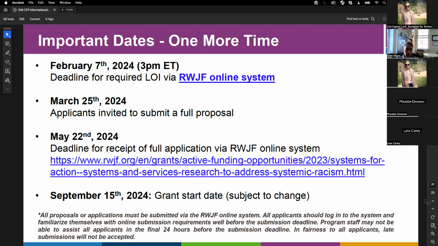So just briefly to recap some important dates to remember: February 7th is the deadline to submit your 3-page letter of intent by 3 p.m. Eastern Time. You want to submit that LOI through the RWJF online application and review system. And again, you want to use that 3-page letter of intent template to develop your LOI. March 25th is when we anticipate notifying which applicants have been selected and invited to submit a full proposal. Those full proposals will be due on May 22nd by 3 p.m. Eastern Time. And then the grants should start up on or about September 15th of this year.